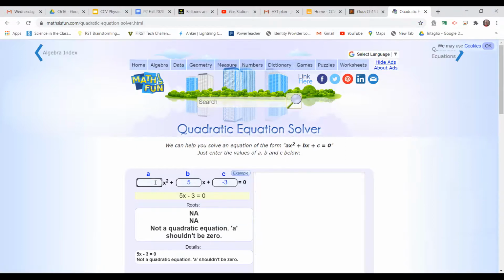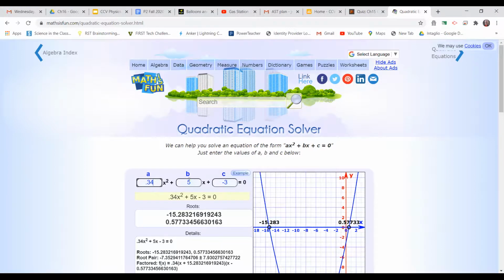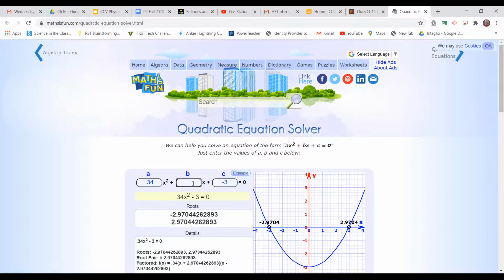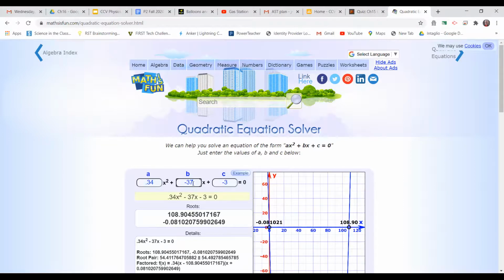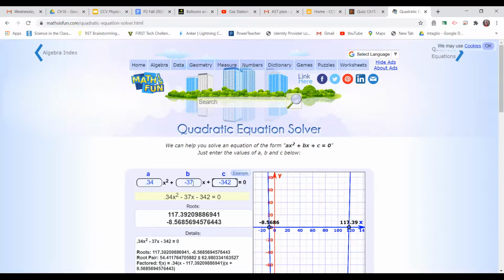So our quadratic coefficient is 0.34. And minus 37. And negative 342. Good, and I got roots. So it says 117 and negative 8.6.